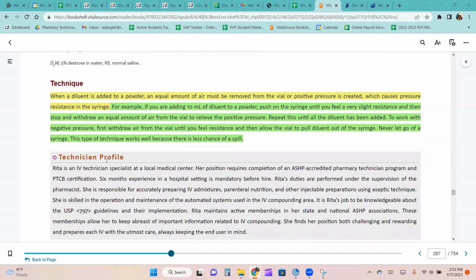When a diluent is added to a powder, an equal amount of air must be removed from the vial or positive pressure is created, which causes pressure resistance in the syringe. For example, if you are adding 10 ml of diluent to a powder, push on the syringe until you feel a very slight resistance and then stop and withdraw an equal amount of air from the vial to relieve the positive pressure. Repeat this until all the diluent has been added. To work with negative pressure, first withdraw air from the vial until you feel resistance and then allow the vial to pull diluent out of the syringe. Never let go of a syringe. This type of technique works well because there's less chance of a spill.